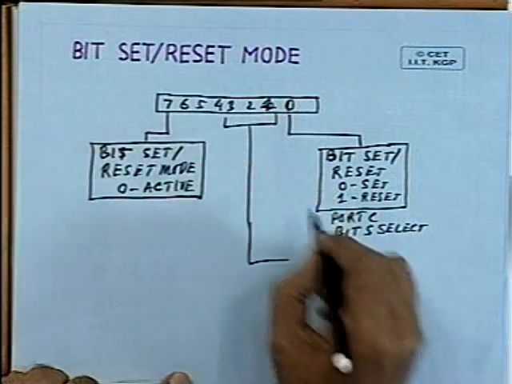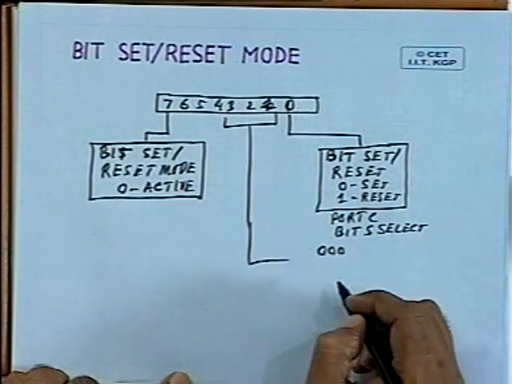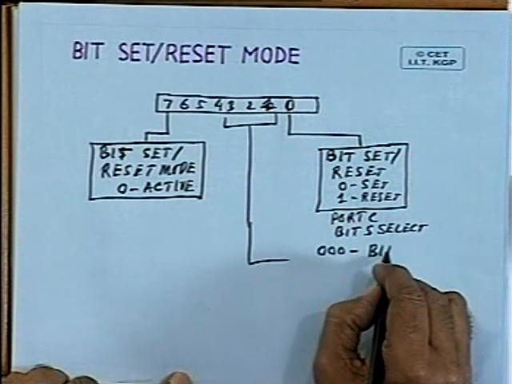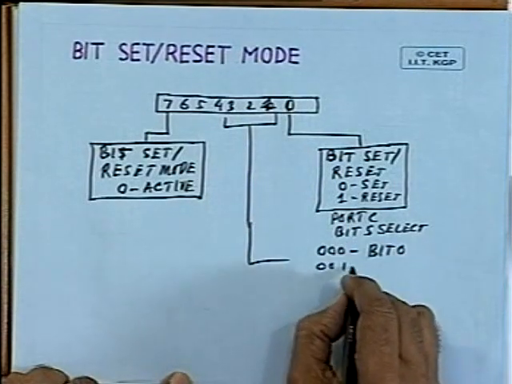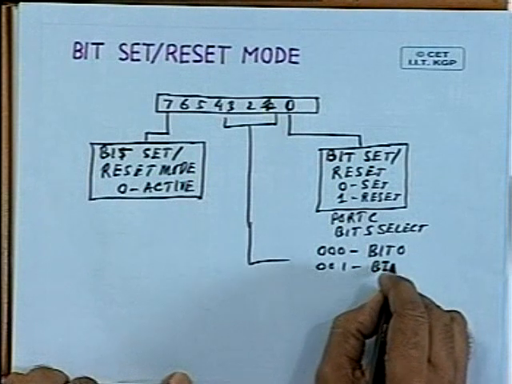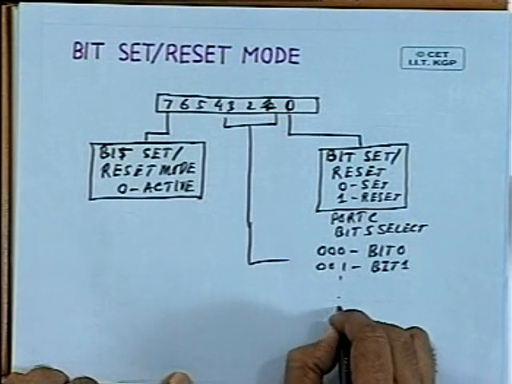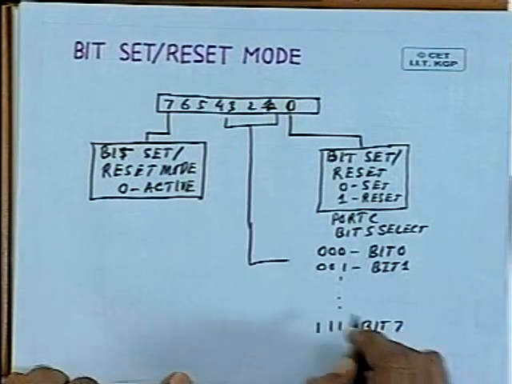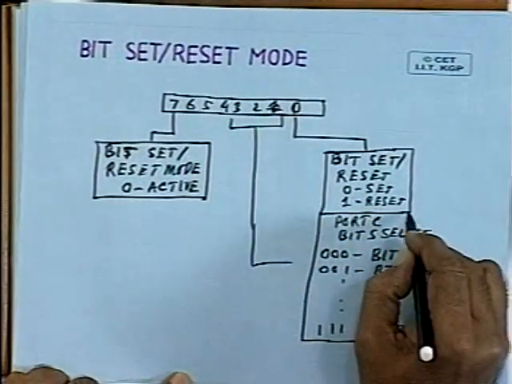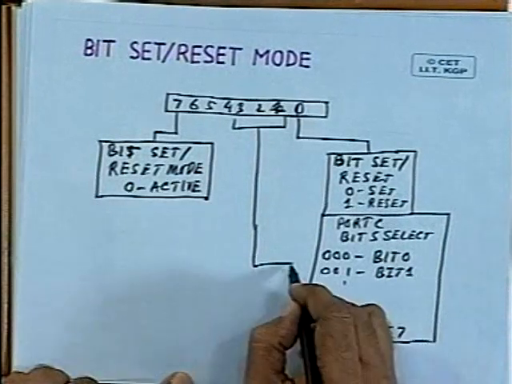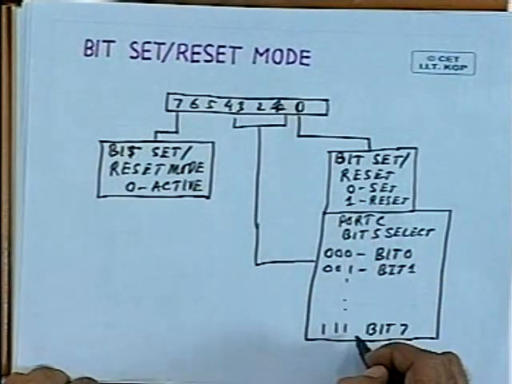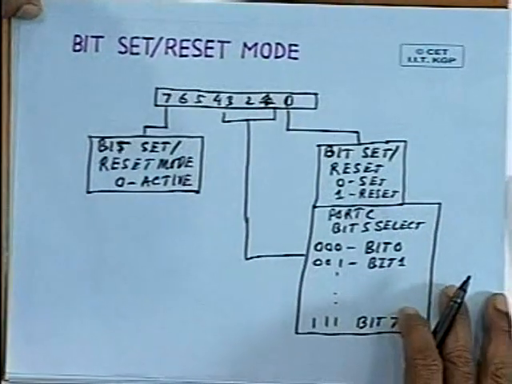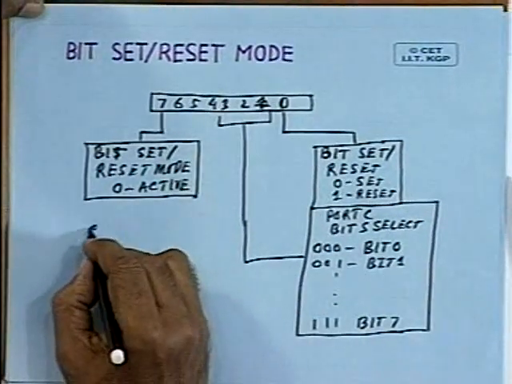If these are 000, then it selects bit 0 of port C. If it is 001, bit 1 of port C. And this way, whenever it is 111, then it selects bit 7 of port C. So you can select a particular bit of port C and you can set or reset it by using this bit set reset mode, and it is very useful in control applications.